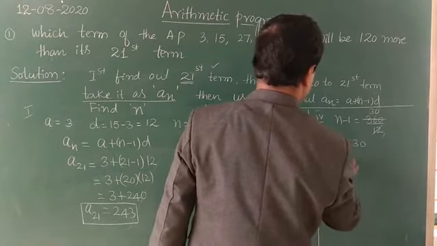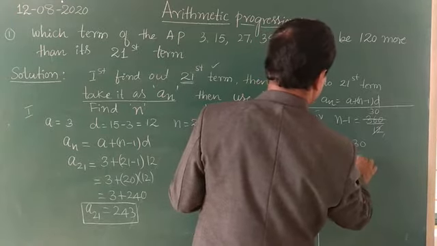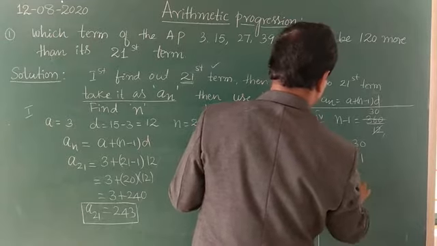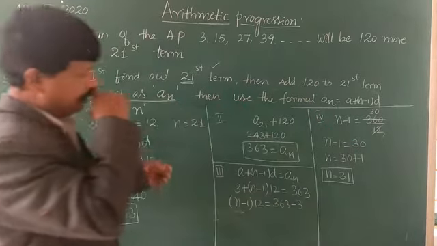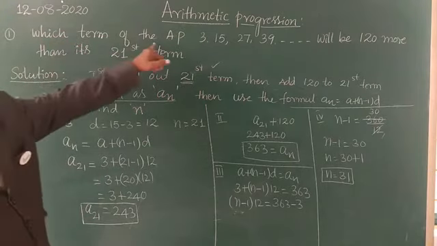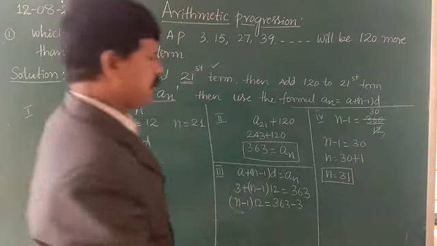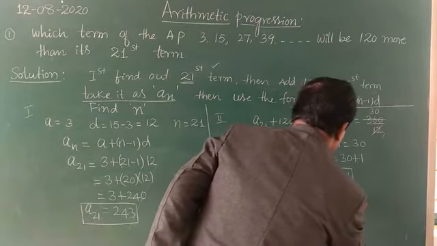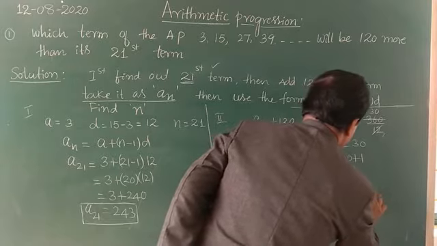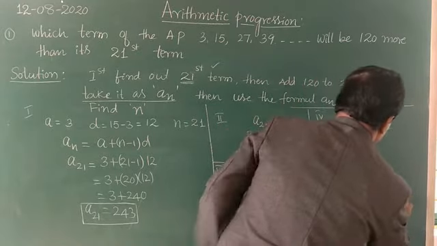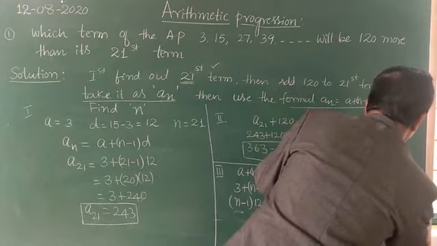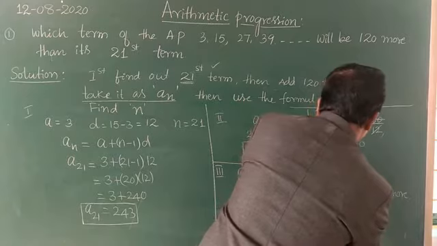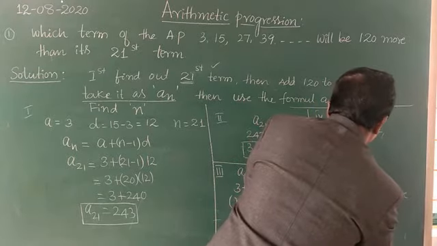The ninth term. n is equal to 9, so A9 is a plus 8d. Here a is 13, the first term of the AP, and d is 6. That means 13 plus 8 into 6, which is 13 plus 48, that is 61. A9 is 61. Right.